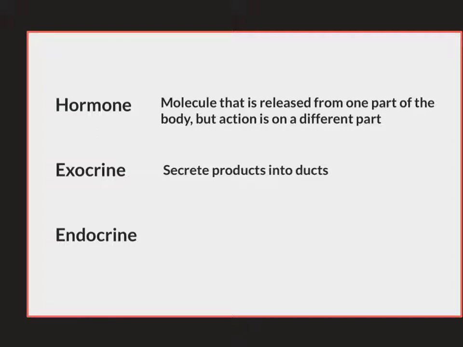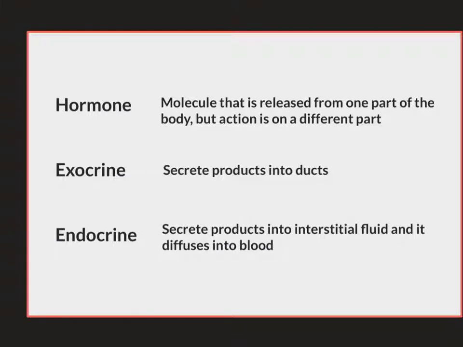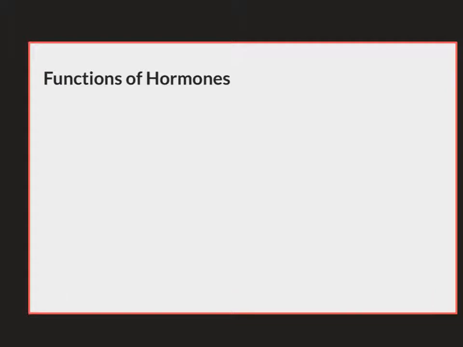Endocrine glands secrete their product into the blood. They do this by the cells releasing the hormones into the interstitial fluid that surrounds those cells rather than into a duct. And from the interstitial fluid, those hormones can diffuse into the capillaries, and then the blood can carry the hormones to the target cells.